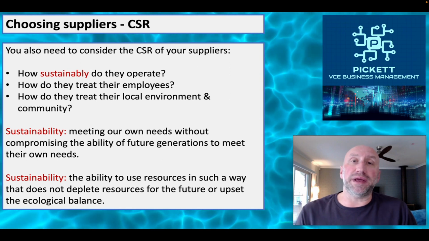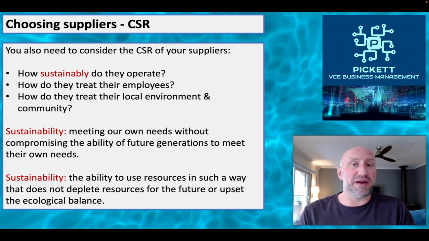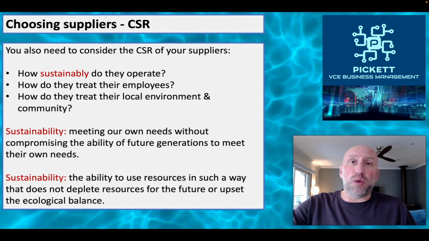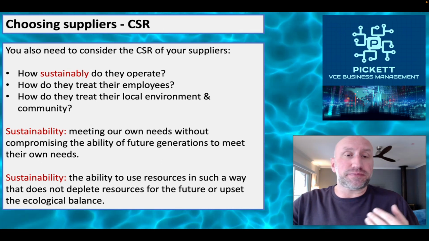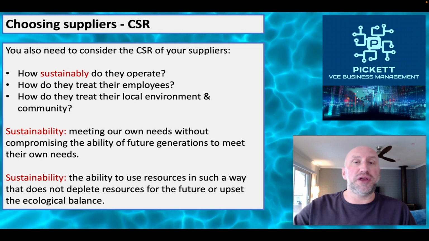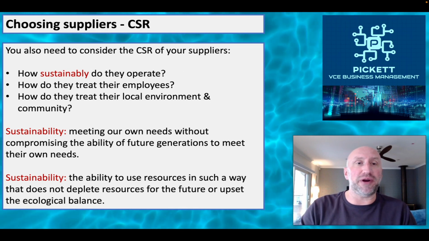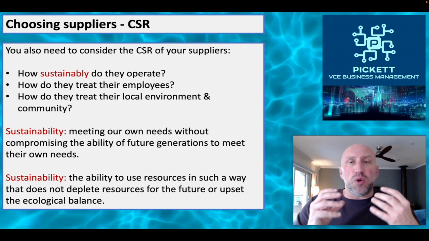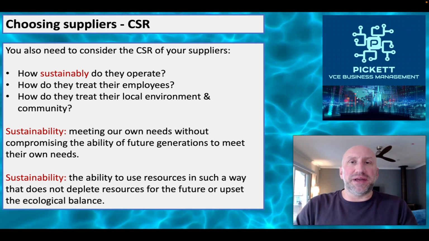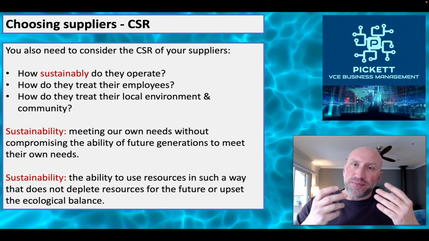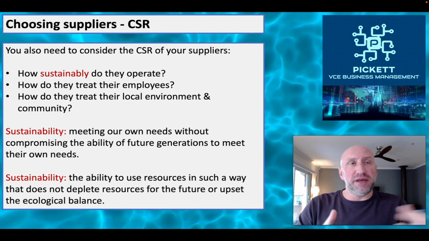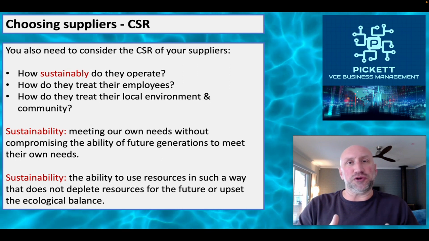How well do your suppliers treat their employees? Again, that's part of social responsibility. And how well do your suppliers treat the local environment and the community in which they operate? Okay, this is important because when you deal with suppliers, if they operate with some negative CSR, it can brush off on your business as well.